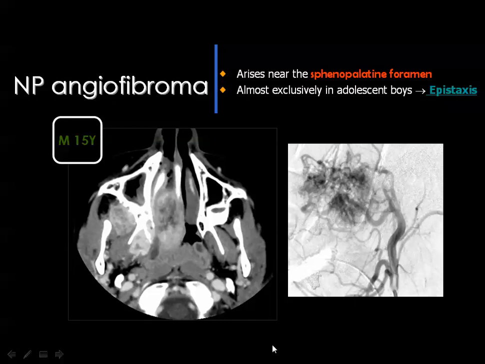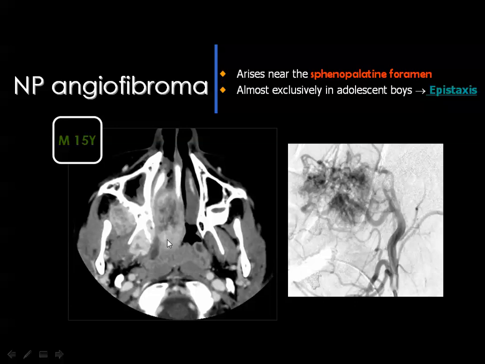Also, nasopharyngeal angiofibroma is a benign lesion which is partly seen in the nasopharynx and partly seen in the nose. This tumor arises near the sphenopalatine foramen, and this foramen is located exactly here at the apex of the maxillary sinus, between the sinus and the pterygoid blades. This is the initial site for the nasopharyngeal angiofibroma. The mass will grow inside the nose and also inside the nasopharynx.